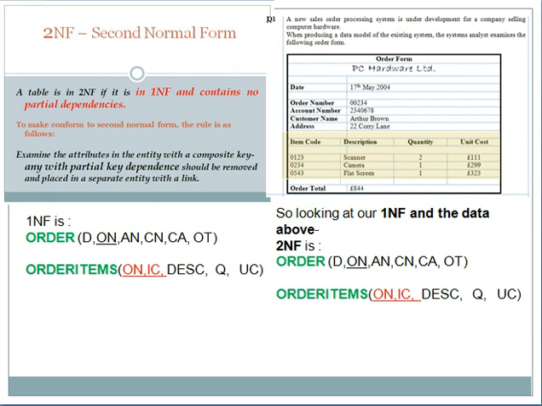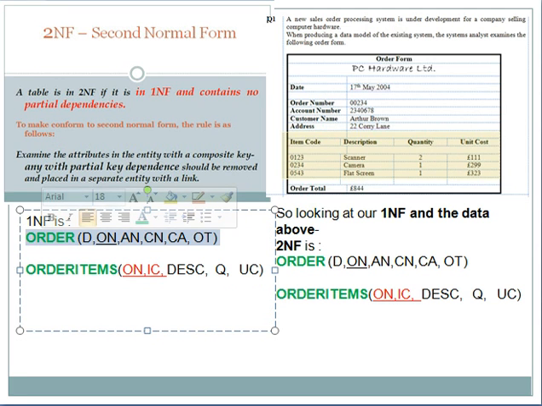What we need to do is look at the data and see, does anything only depend on part of it? So let's start with this here, description. We don't have to worry about this table because there's no composite key, but this table here has a composite key, so we need to examine it in detail.